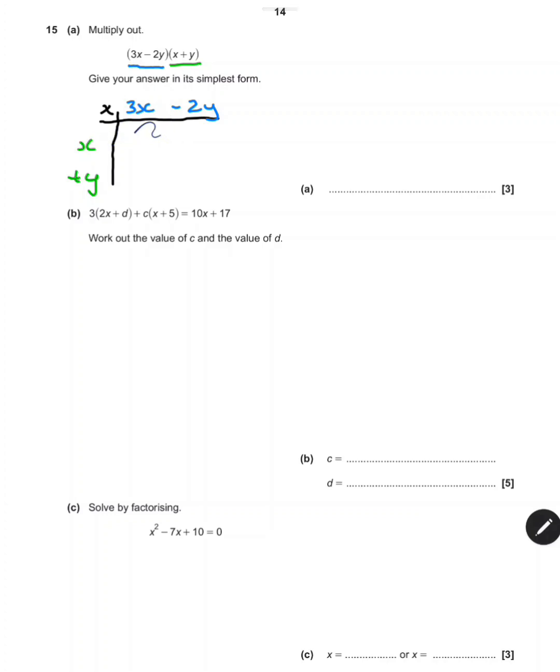So 3x times x is 3x squared. Minus 2y times x is just minus 2xy. Y times 3x is 3xy. And minus 2y times y, there's definitely a y squared, but there's negative times positive, minus 2y squared. Just double check, we've got 3xy's and taking 2xy's.